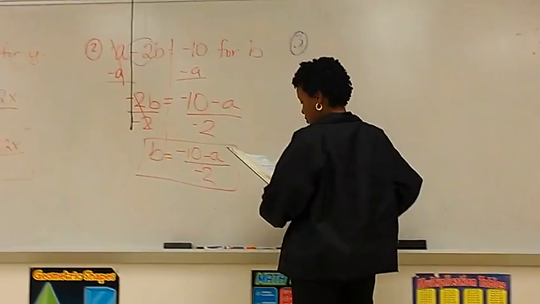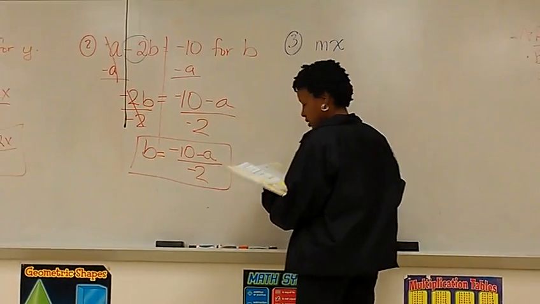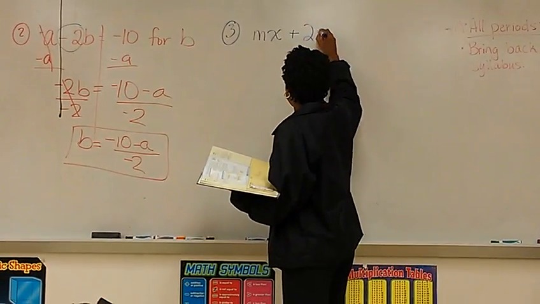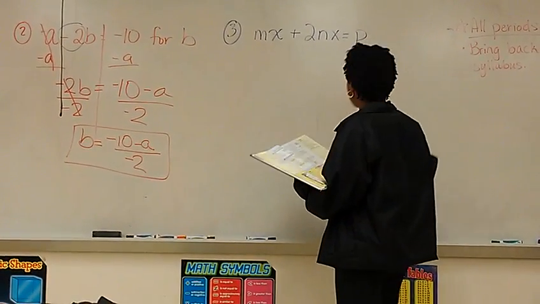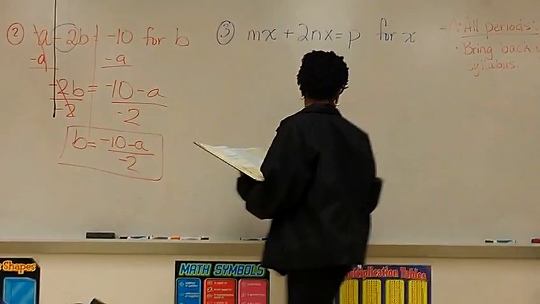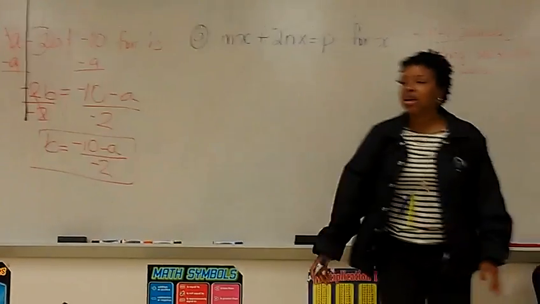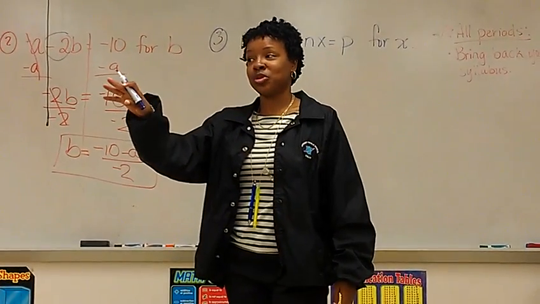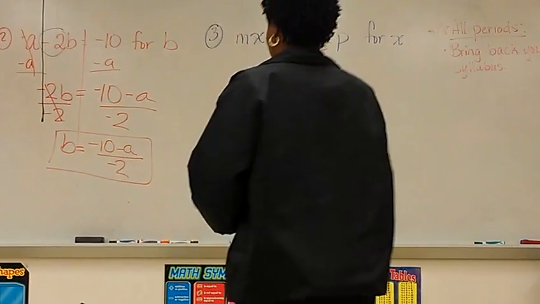Alright, this is an important one. Actually, this is the last one. I'm not going to do number 4. MX plus 2NX equals P. And what are we solving for? For X. Okay. Think you know what to do? Let me help you. Alright. This problem is a little extra.